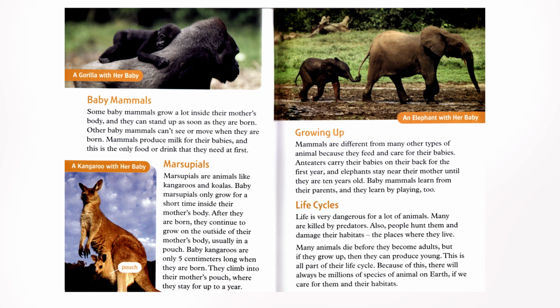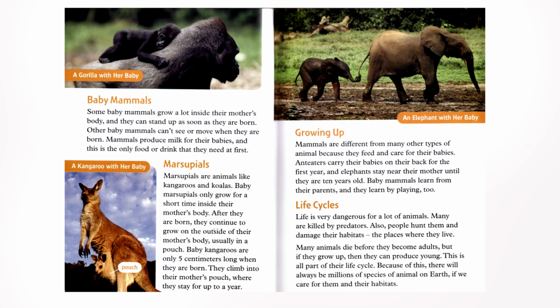Life cycles. Life is very dangerous for a lot of animals. Many are killed by predators. Also, people hunt them and damage their habitats, the places where they live.